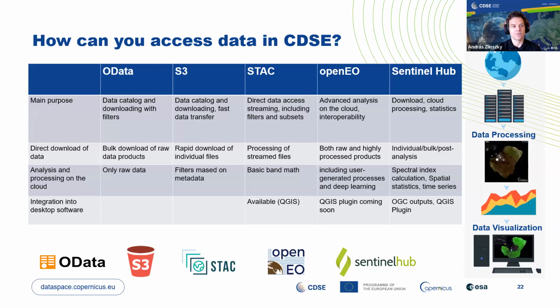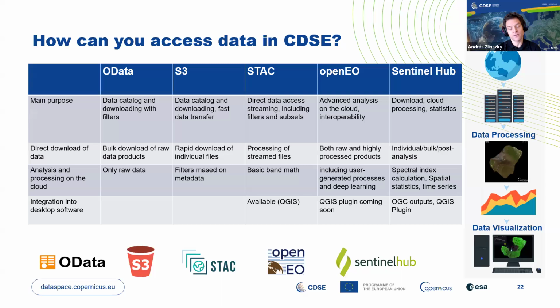OData and S3 are mainly for data cataloging and downloading. You can send a filter, you can select the data, and it's sent to you very quickly. But this is only for raw data. If you want to download the imagery, if you want to have a full time series of your city on your server, you probably want to go through OData or S3.